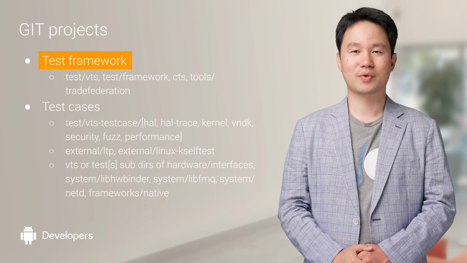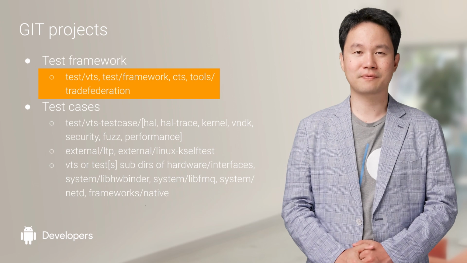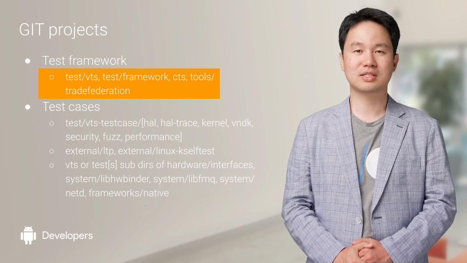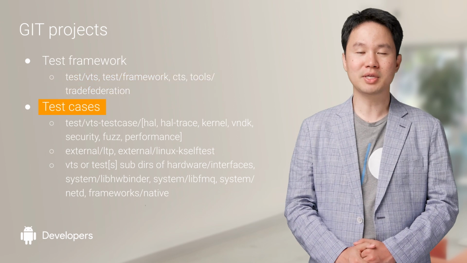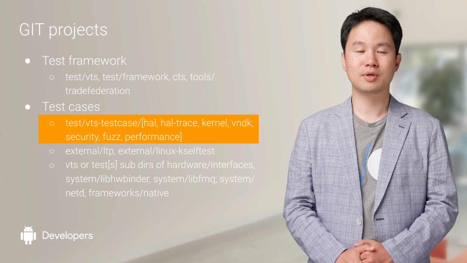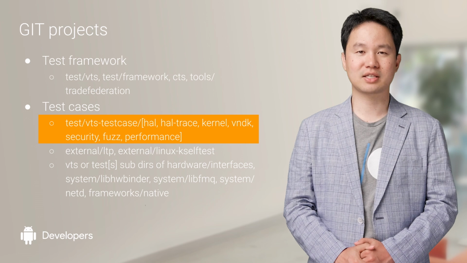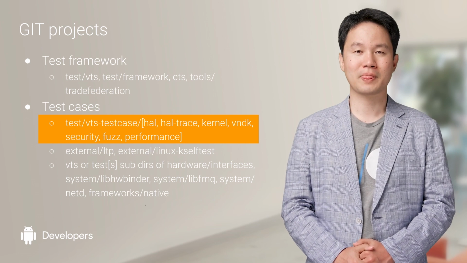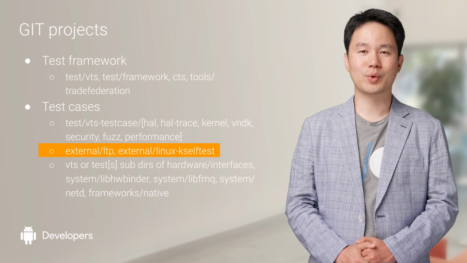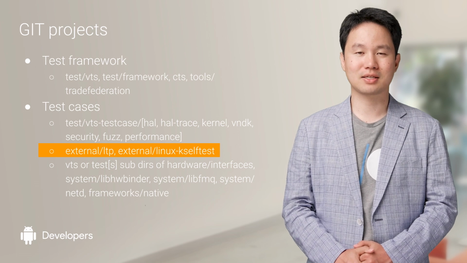In each branch, there are multiple VTS and CTS on GSI Git projects. For test framework, the relevant Git projects are located at test/VTS, test/framework, CTS, and tools/trade federation. Similarly, test cases are located in the Git projects shown here. For example, most of the basic VTS test cases are under test/VTS-test-case/plan name Git projects. Some external tests integrated with the VTS are located under external/project name Git projects.